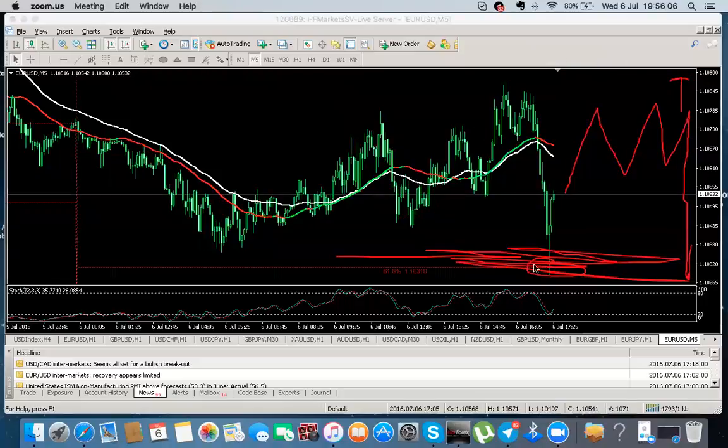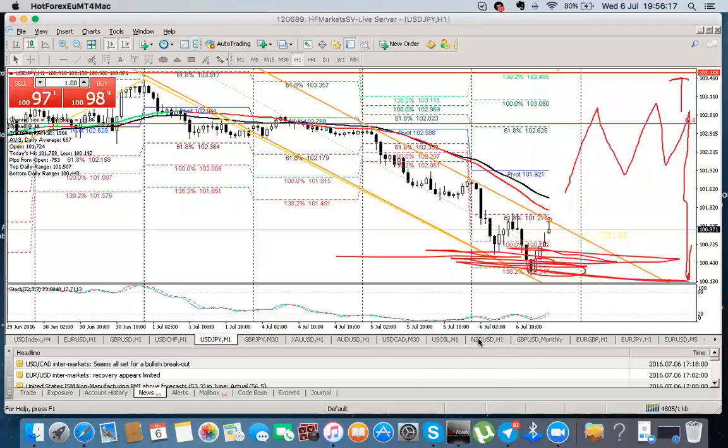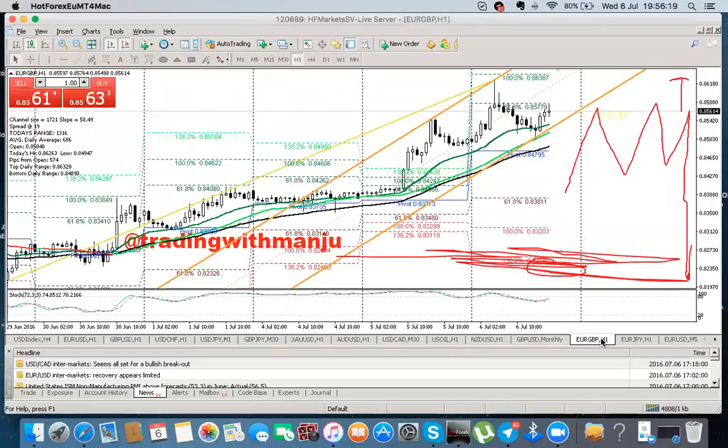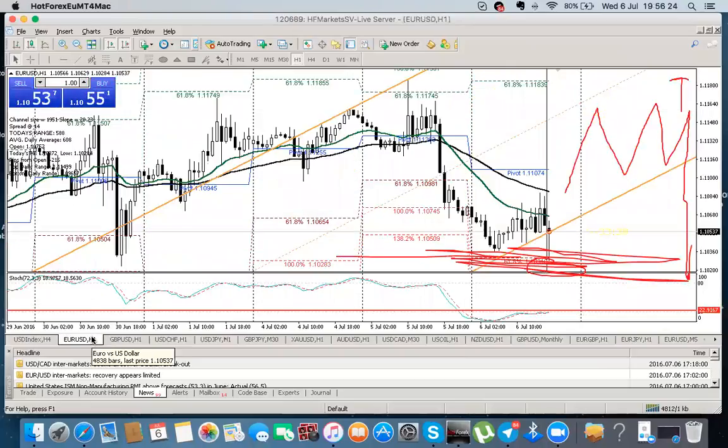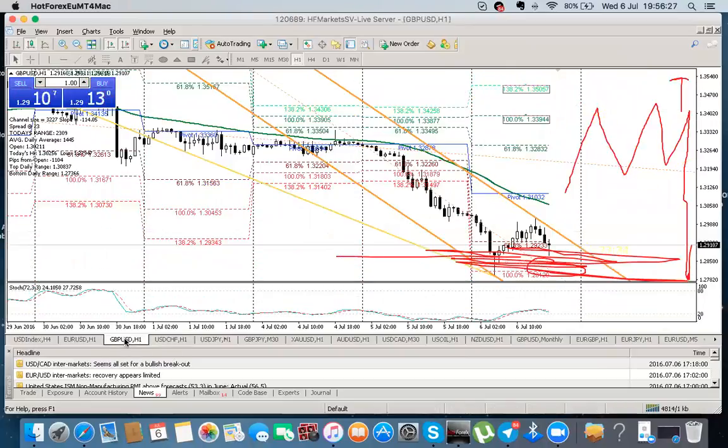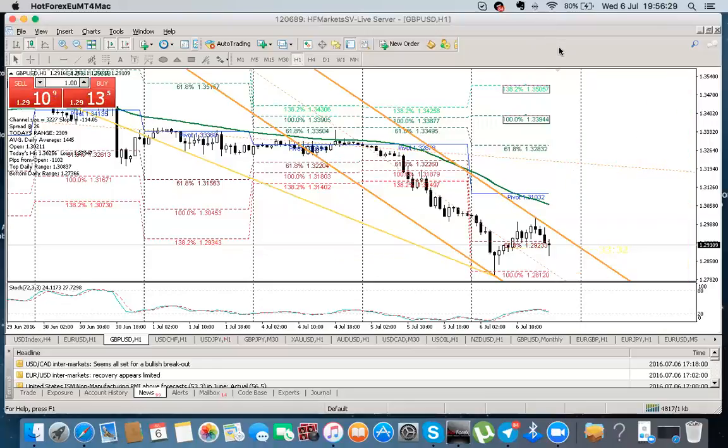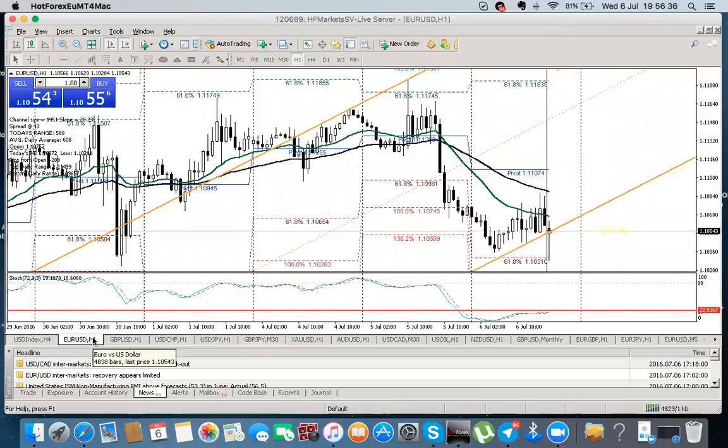But as of now, US dollar versus yen was a good entry, and euro versus pound was a good entry for us. So we just traded that, and now we are going to wait for the market to give us some more confirmation after FOMC, right? Okay, so that's it for today.